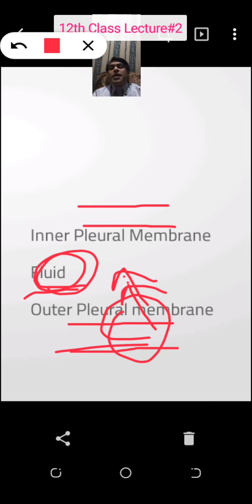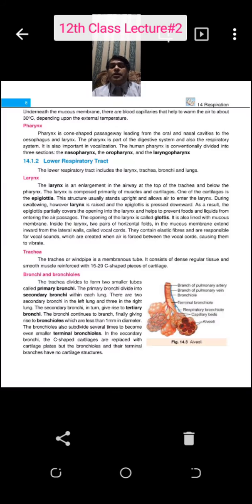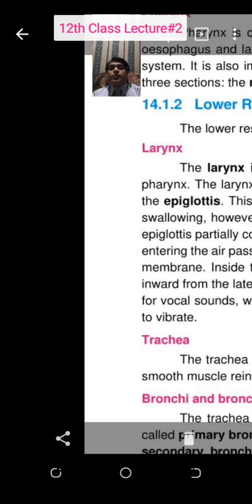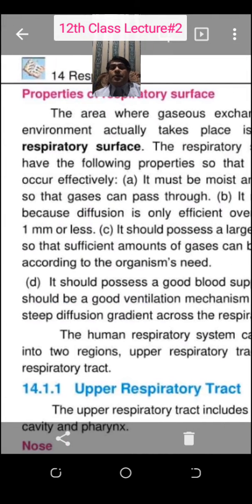Now students, come back to an important point. Look here, the important point is how the surface area of the lungs is involved in absorption.